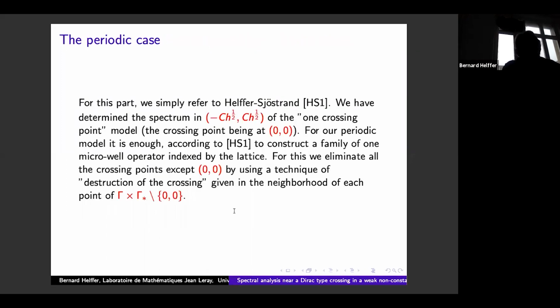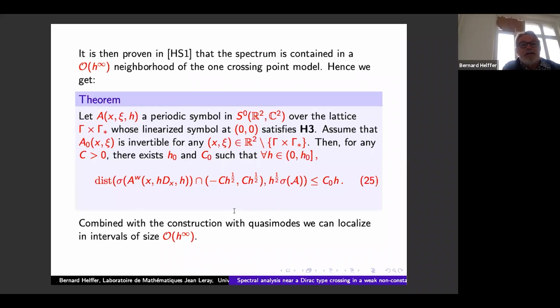Okay, so this was the so-called one crossing case. To go to the periodic case, here we can follow what was done in my paper with Sjöstrand, where this part was developed. Of course, I don't explain exactly the way you go from the one crossing point case to this periodic case. There is a technique of destruction of the crossing to have this kind of model that I have no time to describe. Okay, and then that's all.